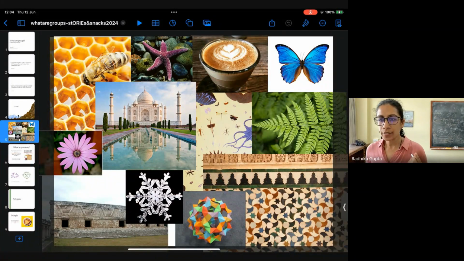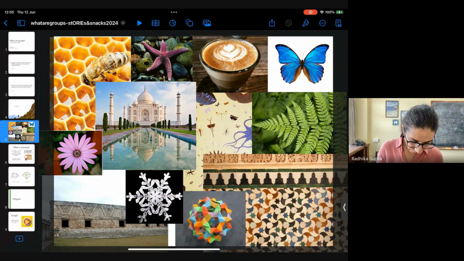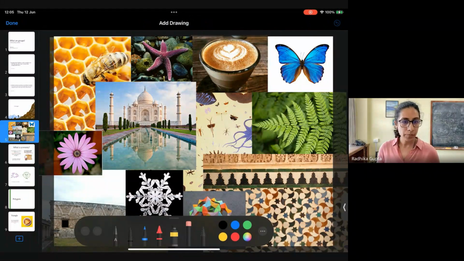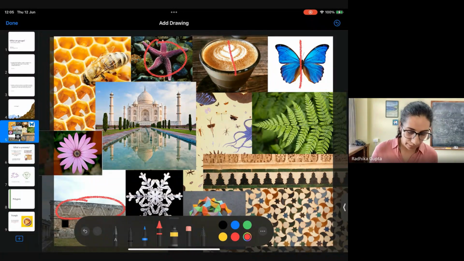Okay, so I got an answer. Translational, rotational. Right, so where do I see translation? I see translation symmetry at the bottom here. And then I see rotation symmetry in the snowflake, and even in the starfish. Then there's bilateral, someone said. The butterfly has bilateral symmetry. Even this nice design on the coffee cup has bilateral symmetry.